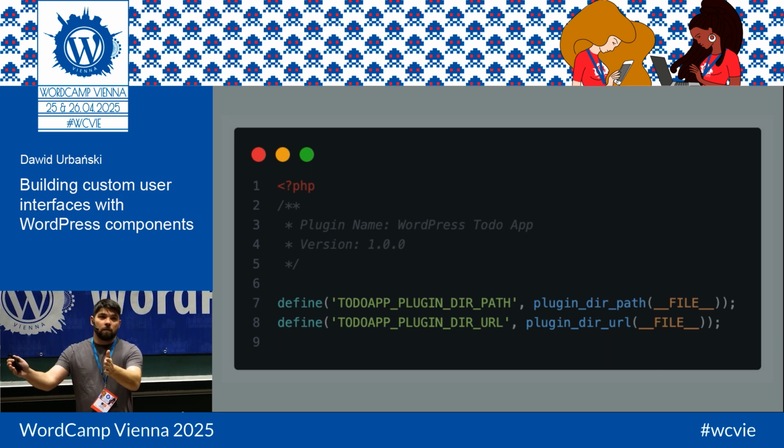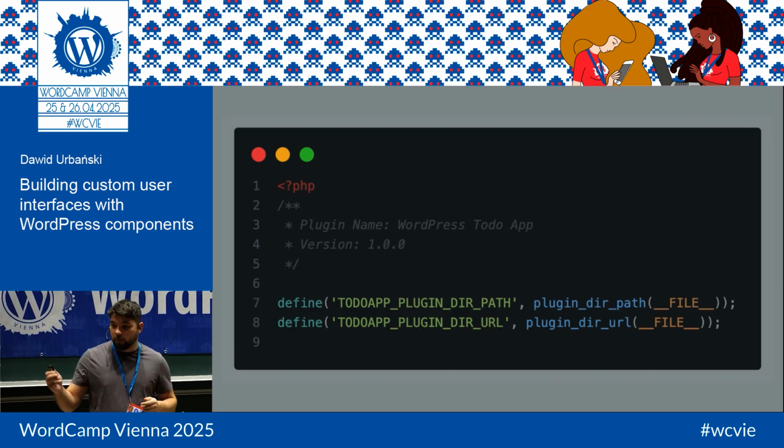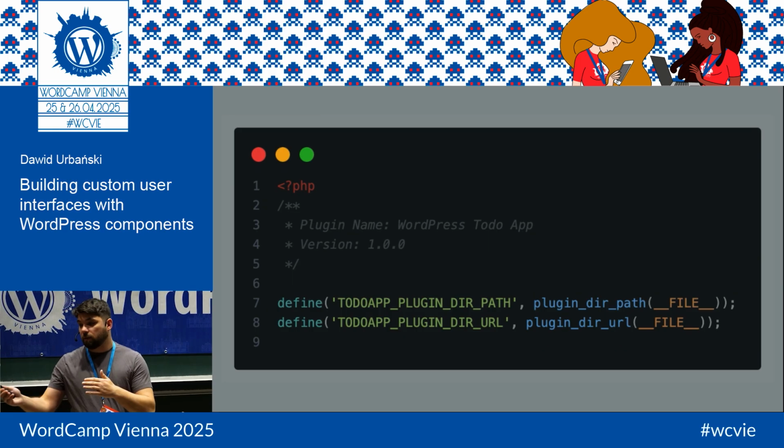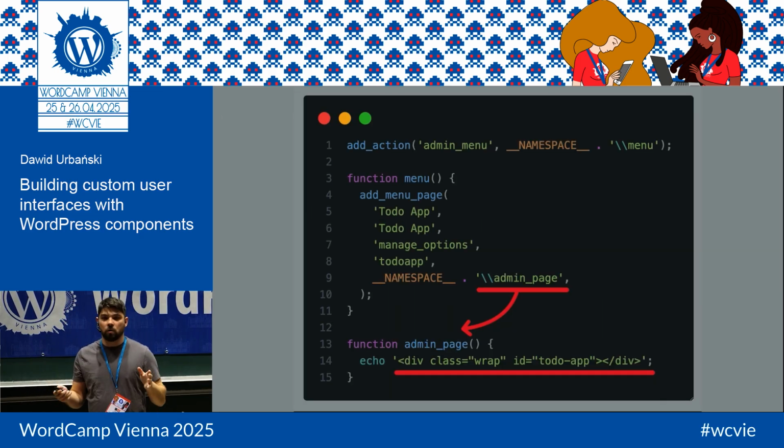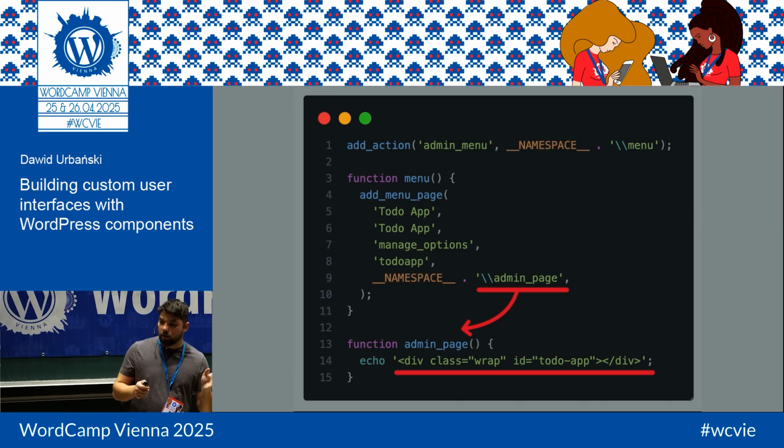Some of this stuff will be super basic. If you create plugins, it's going to be simple. We start with an empty plugin, we just define some constants, and we have our plugin created. So this is step one. Step two is, of course, we need to have some sort of page where we can put this custom UI. So also super normal, nothing fancy here.